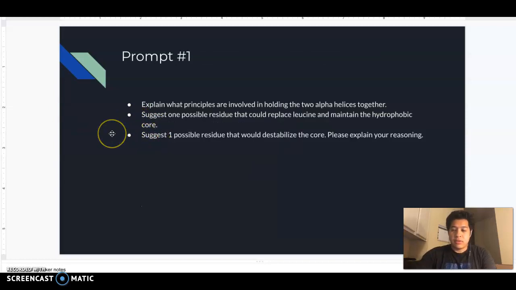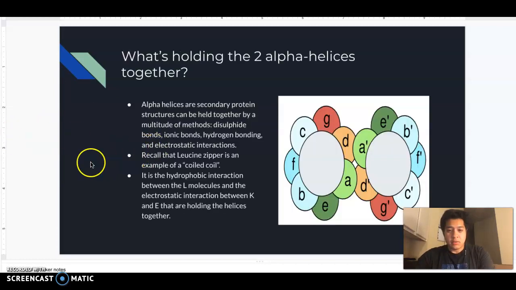We're given 2 prompts to tackle, and just like the previous slide, I broke the prompts down as well so that I can tackle them in manageable chunks. For prompt 1, we have: explain what principles are involved in holding the 2 alpha helices together. Then we need to suggest one possible residue that could replace leucine and maintain the hydrophobic core. And finally, we need to suggest one possible residue that would destabilize the core. So what's holding the 2 alpha helices together?